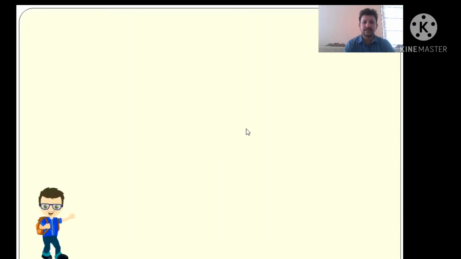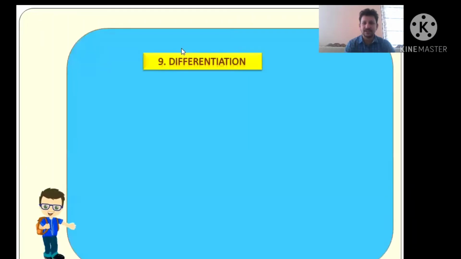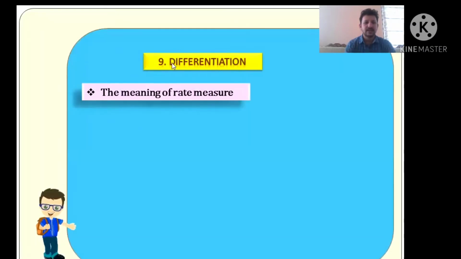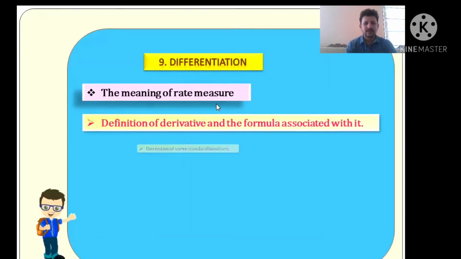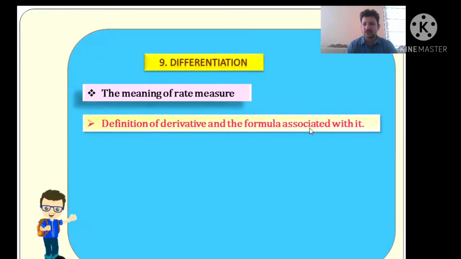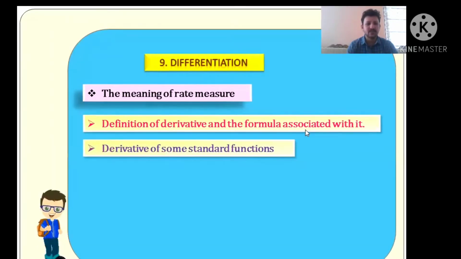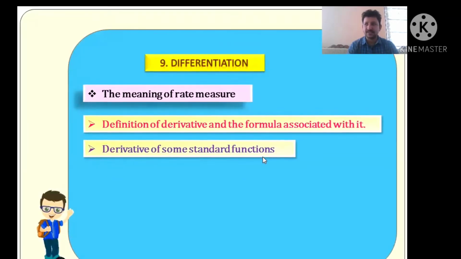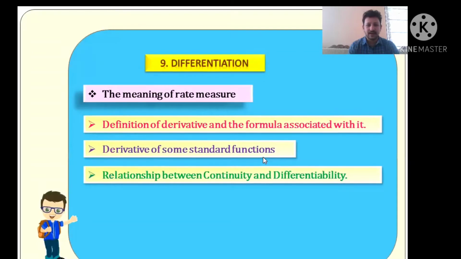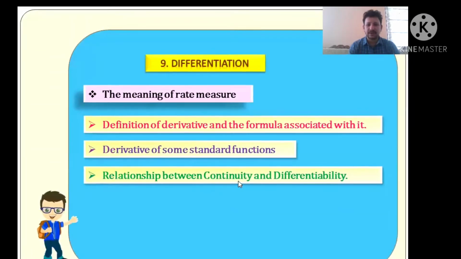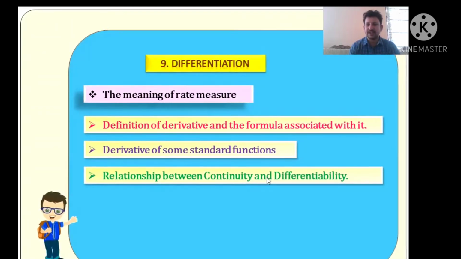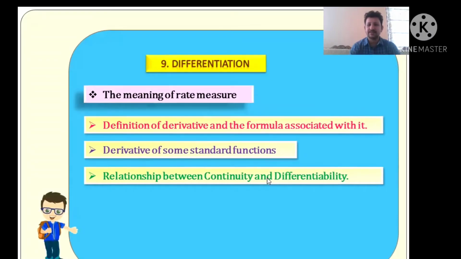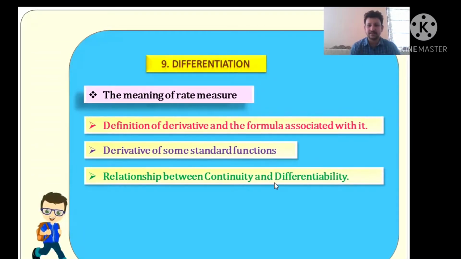To learn the concepts in the lesson Differentiation: first, the meaning of rate measure; second, the definition of derivative and the formula associated with it; then the derivative of some standard functions; next, the relationship between continuity and differentiability. These are the concepts to learn in this lesson.